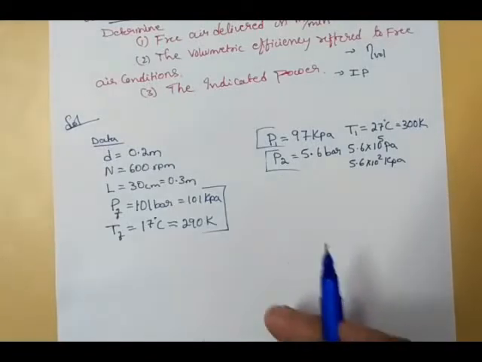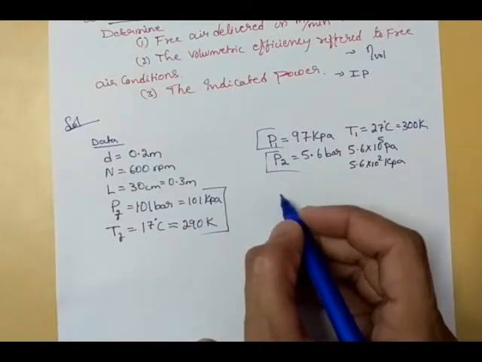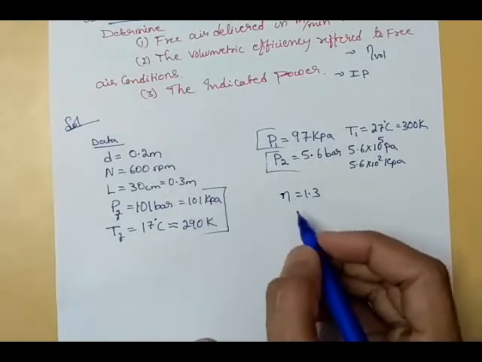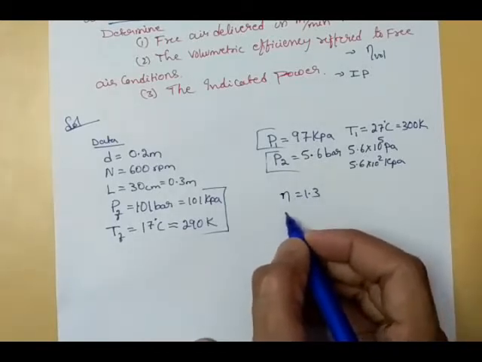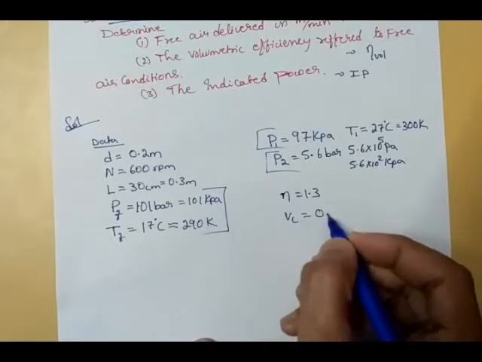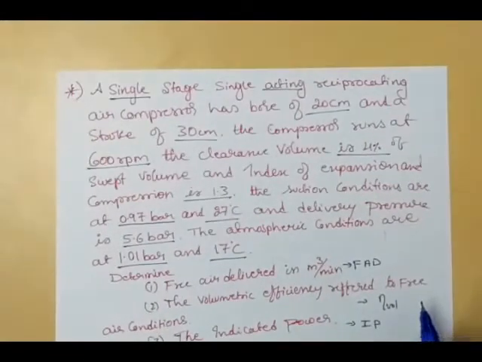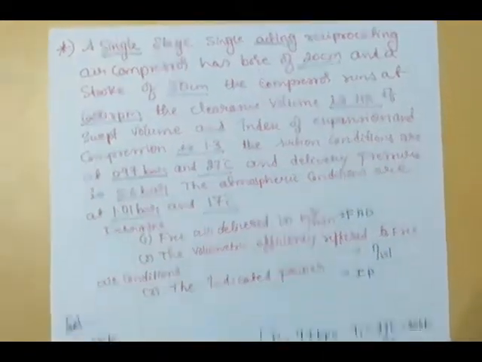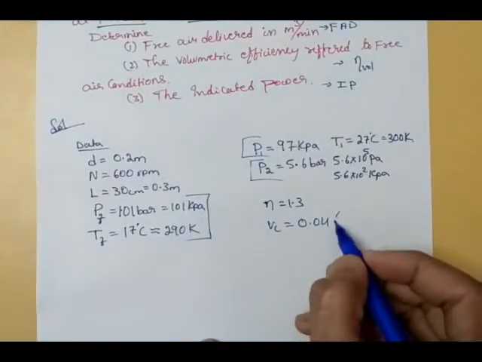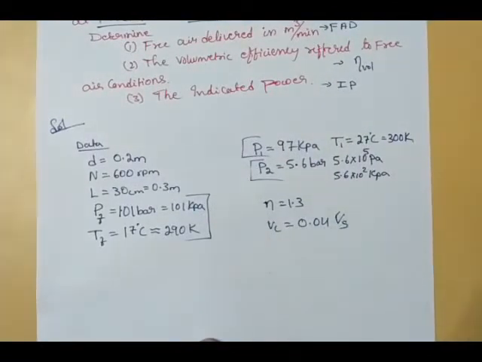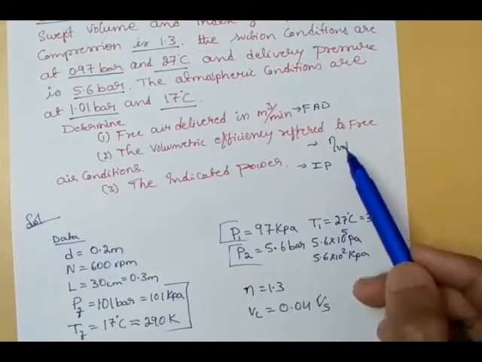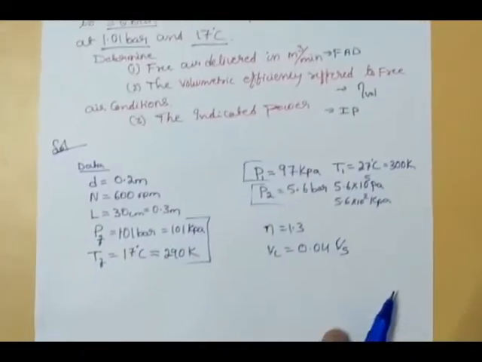One more data they have mentioned, that is expansion index, n is equal to 1.3, and clearance volume Vc is equal to 4%. So if you refer here, clearance volume is 4% of the swept volume. So I will write this as Vc is equal to 0.04 times Vs. Right. So next, we know we have to find out free air delivery, volumetric efficiency, and indicated power.